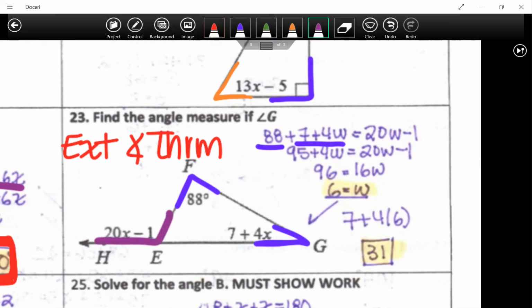Looking at the exterior angle, 20x minus 1. Same thing. Solving out, we get x is equal to 6. It's not what it's asking for. It's asking us for the final value, which I plugged back in. 4 times 6 is 24. 24 plus 7 is 31.